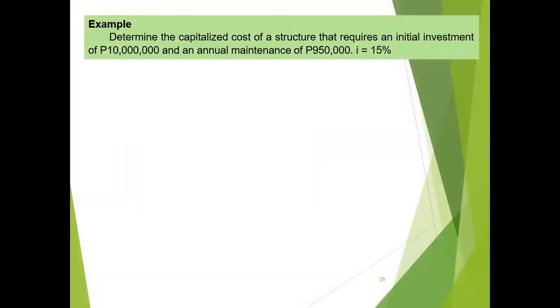Example: determine the capitalized cost of a structure that requires an initial investment of 10 million pesos and an annual maintenance of 950,000 with i equals 15%. So here, the given is the initial investment, 10 million, and annual maintenance. As long as the structure is there, you need to spend an annual maintenance of 950,000. So for our cash flow, you have a perpetual obligation of annual maintenance of 950,000.